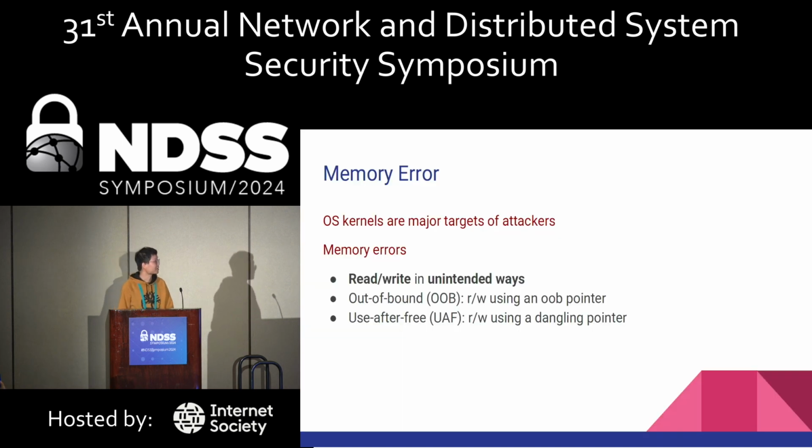Let me introduce some background knowledge about memory errors. As we know, operating system kernels are major targets of attackers. And the attackers usually exploit memory errors to gain some advantage inside the kernel. What are memory errors? They're essentially program reads or writes in unintended ways. There are two famous kinds of memory errors: out of bound and use after free. Out of bound is the program reading or writing using an out of bound pointer. Use after free is the program reading or writing using a dangling pointer.